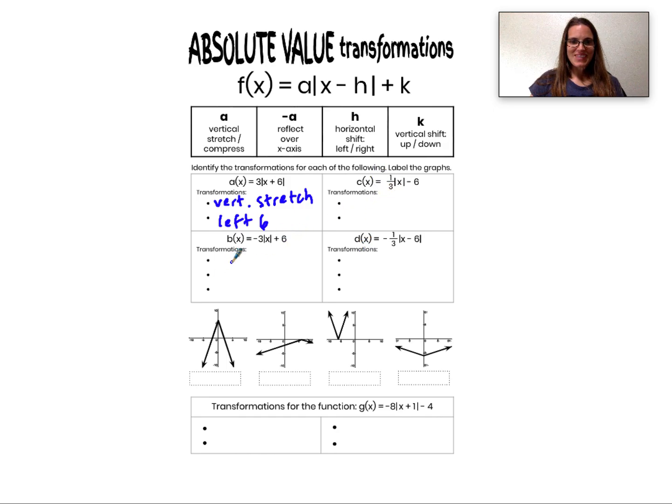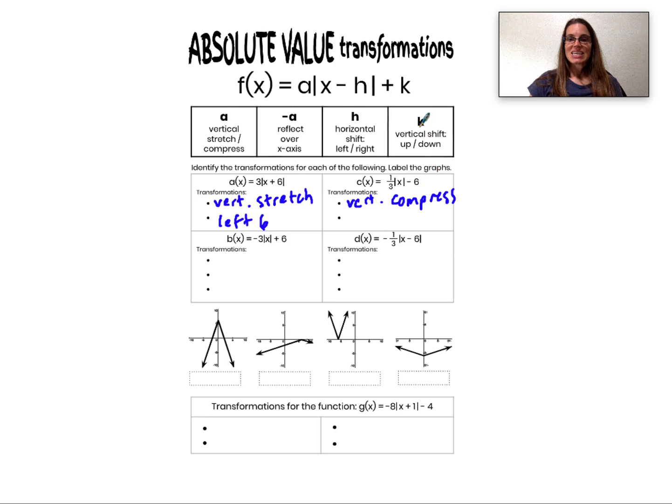Next function rule, b of x. Let's do c of x first, actually. C of x equals 1/3 absolute value of x minus 6. Two transformations. First, this coefficient of 1/3. This is again a stretch or a compress vertically, but it's a small a, an a between 0 and 1. That means this is a vertical compress, which you're allowed to say makes the graph flatter. So a fraction makes the graph flatter.